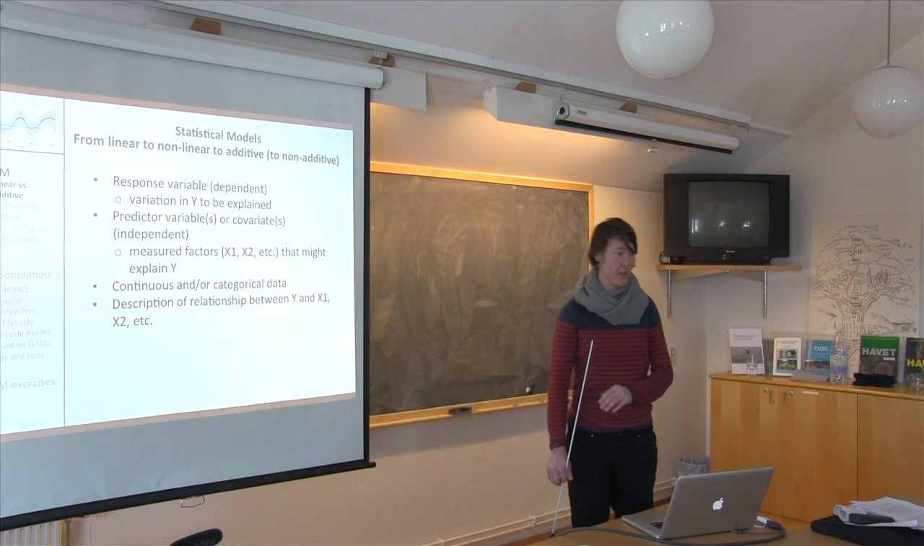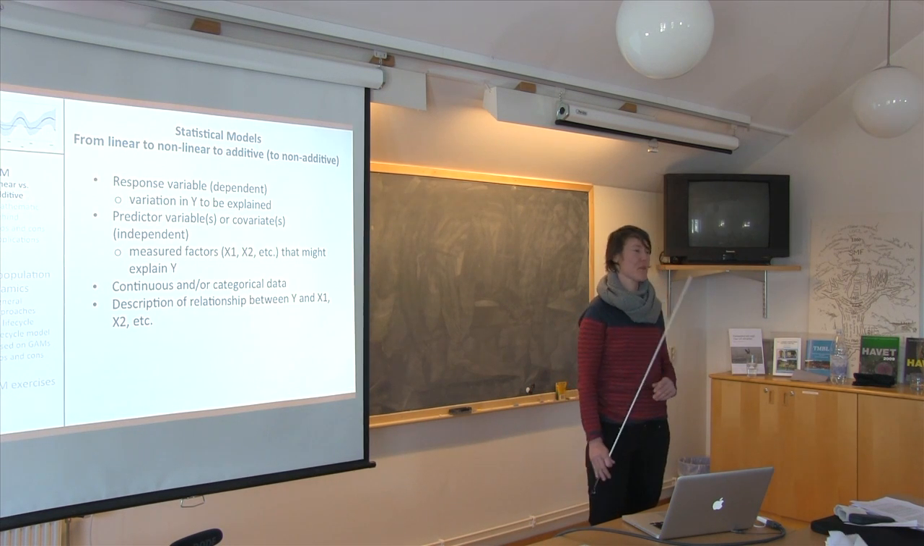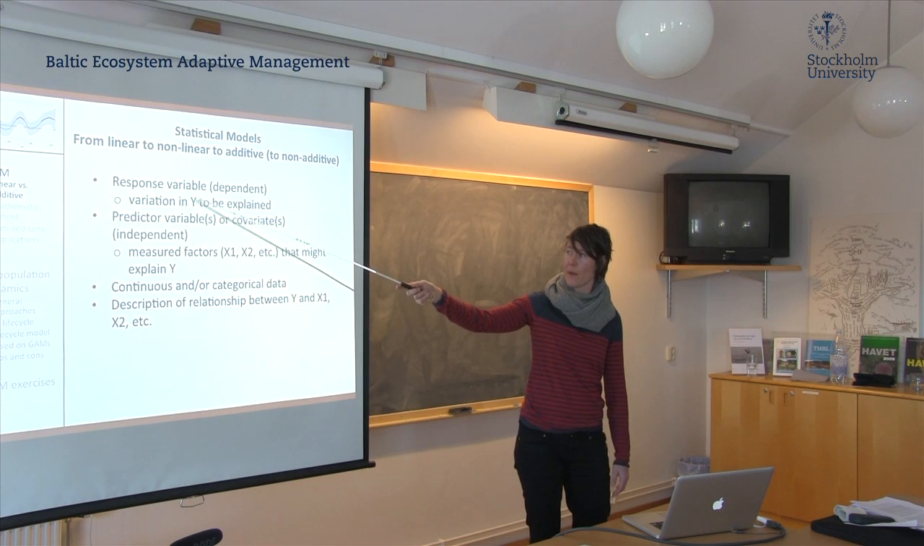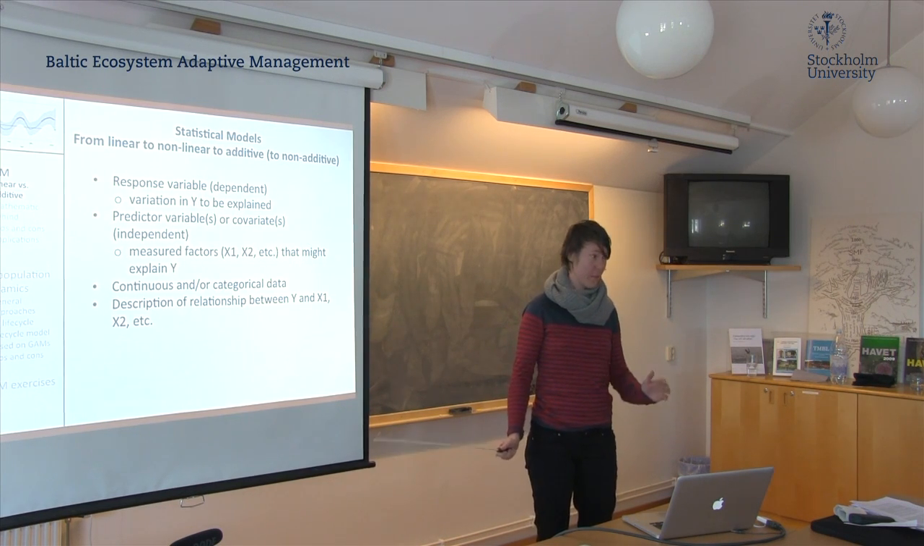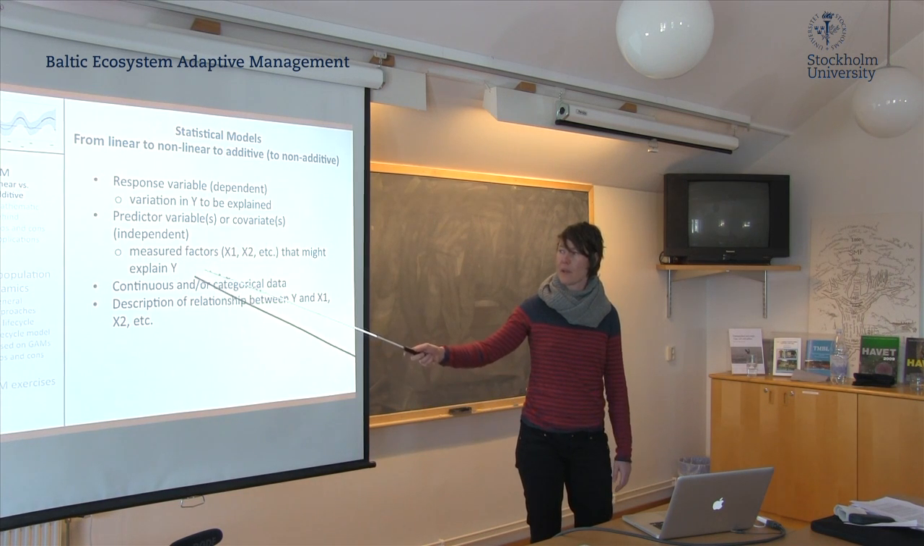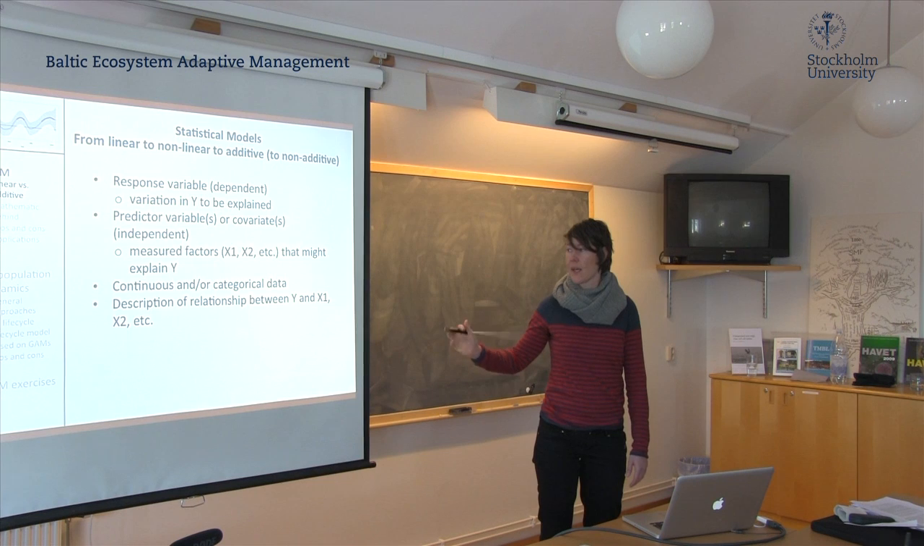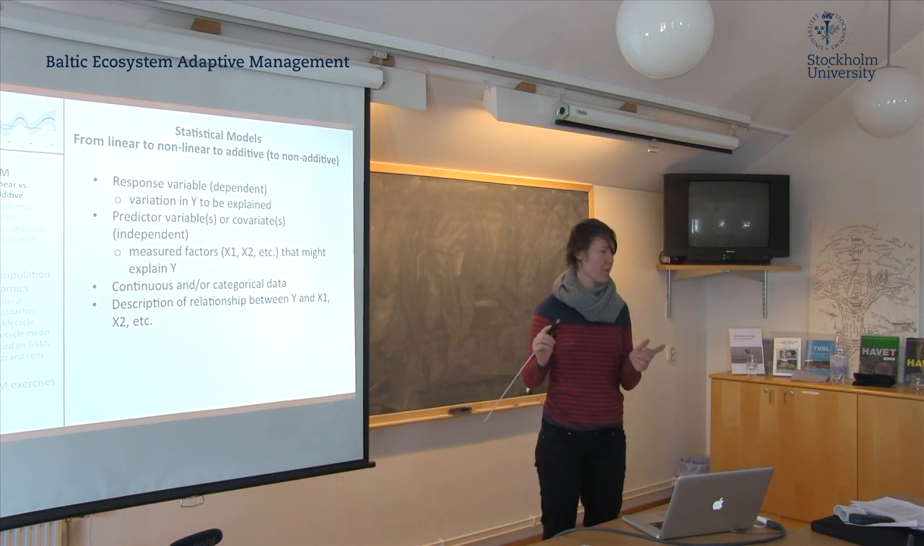In general, statistical models have a response variable. You want to explain the variation in your y variable, also called the dependent variable. And you have a predictor, sometimes called a covariate, which is an independent variable, and this measured factor tries to explain all the variation that happens in y. This can be one or many. The data on both sides can be continuous, but it can also be categorical data. And within this model you try to describe what the relationship is.